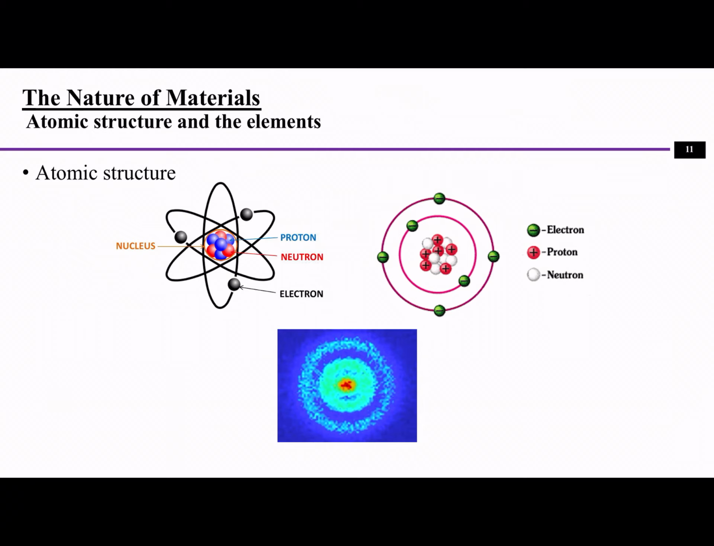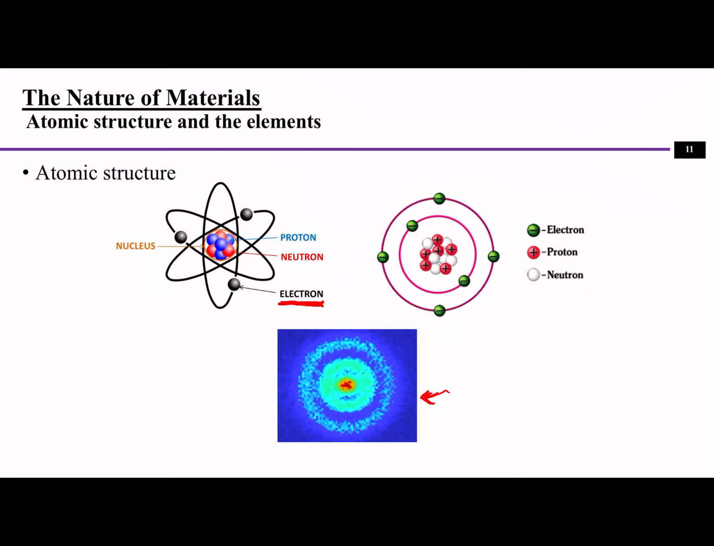First, atomic structure. You already learned chemistry and physics. You should be pretty familiar with the structure of the atom. So the nucleus is composed of protons and neutrons, and outside of the nucleus there are electrons. A lot of times, when forming the material structures, electrons actually play a big role in forming different structures of materials.